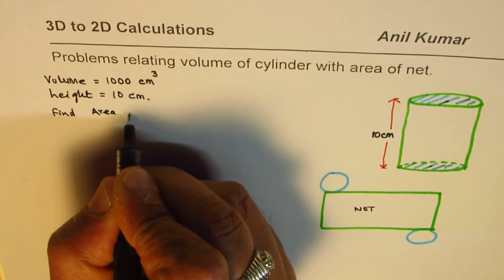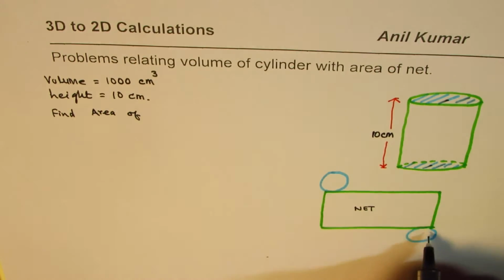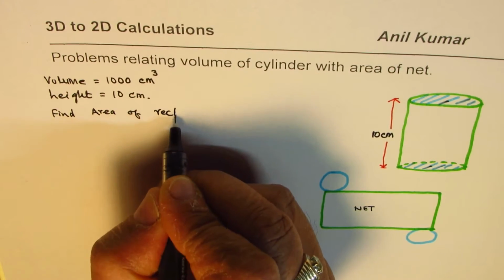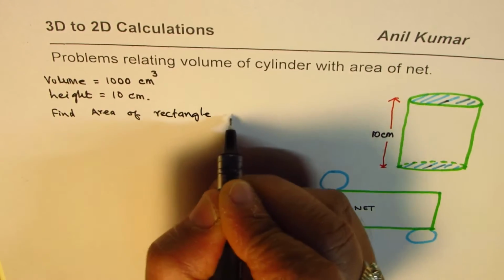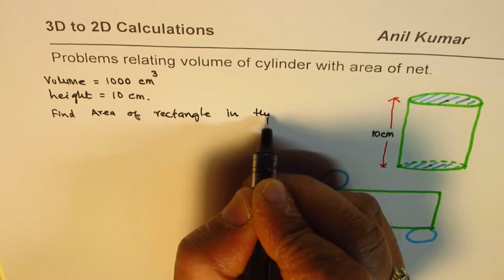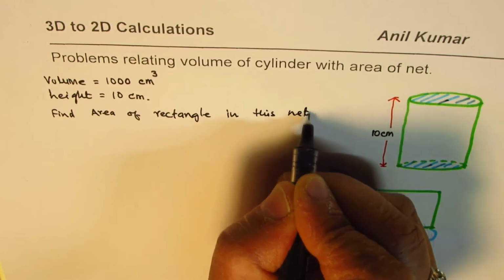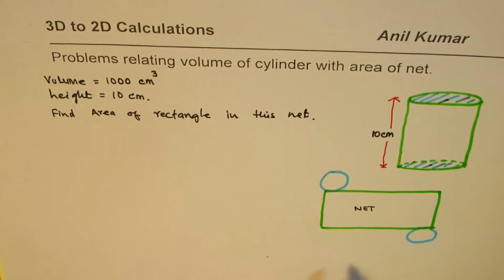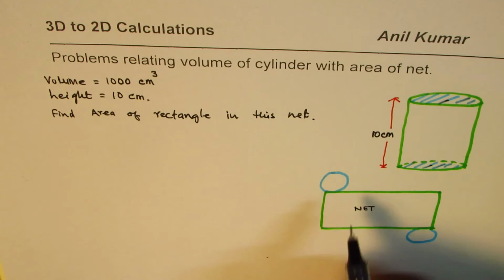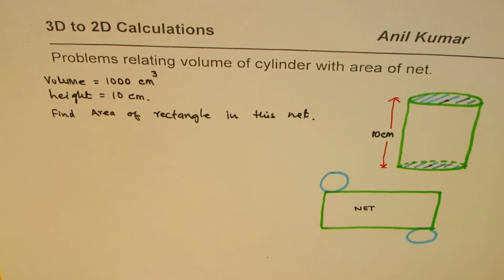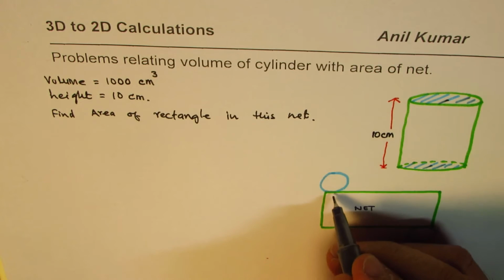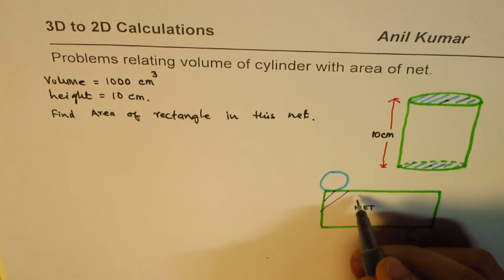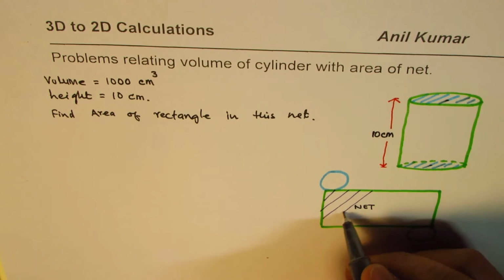Now the question here is, you need to find the area of the rectangle in this net which I've drawn here, right? So you have to find the area of this net. That is to say, you have to find the area of this rectangular piece. That is the question for you. How do you find that?